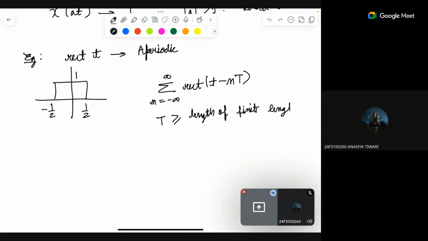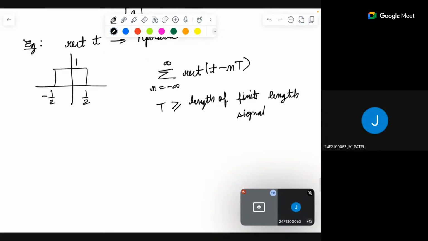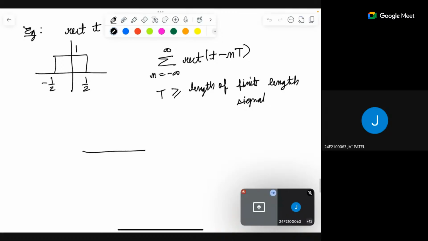Will this be periodic? Yes, it will be periodic. I will draw it for you. So let us put n is equal to 0. When I put n equal to 0, I get rect t, right?